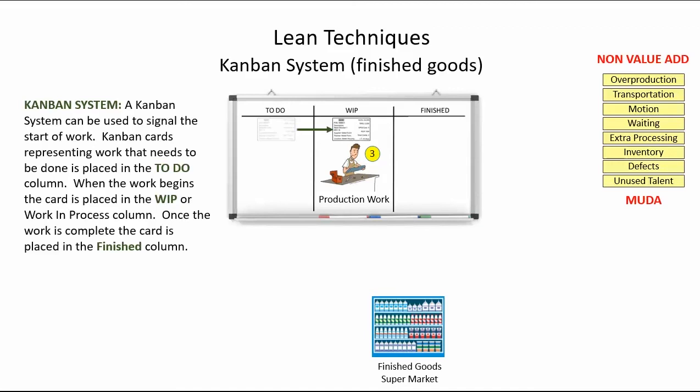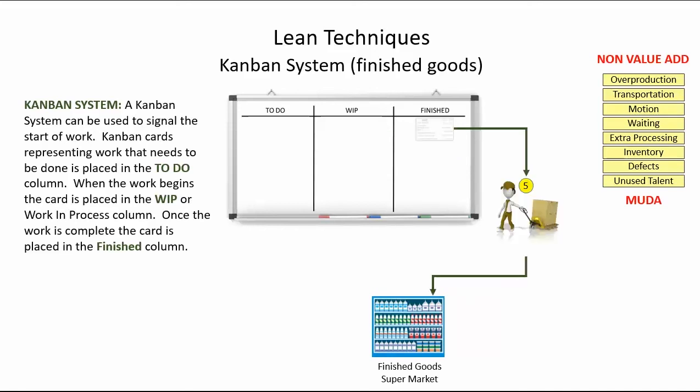When production is ready to do the work, they pull the next Kanban card located in the to-do column and place it in the WIP, or work in process column. It's now that the work area begins producing the product. Once production is finished, the production workers place the Kanban card in the finished column. This is a signal to the materials resource, often called a water spider, to move the finished material back into its designated area in the supermarket, and this completes the Kanban replenishment cycle.